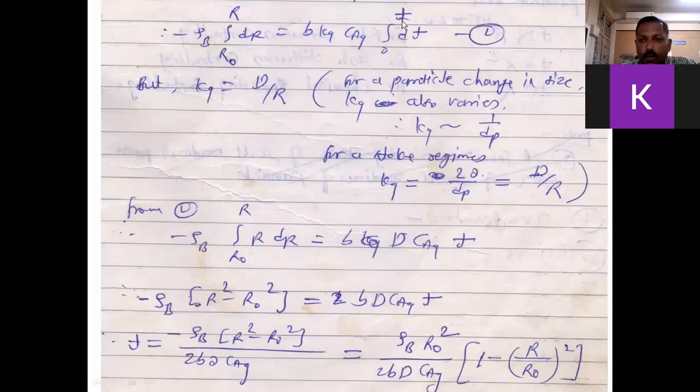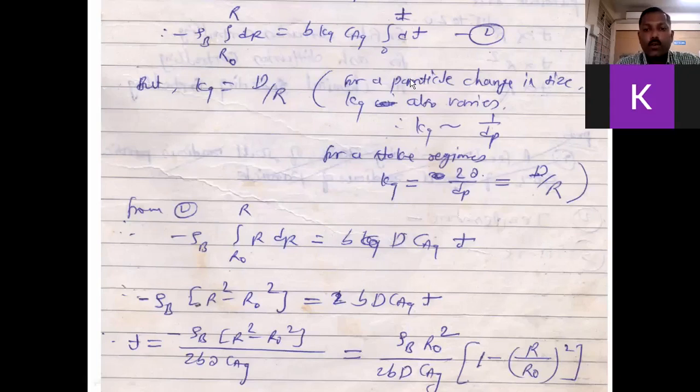When time t equals t, the size of the particle will have changed to r. But here kg is the mass transfer coefficient in the gas film, and it will change, because the size of the exterior surface of the particle changes with time. So what is kg?